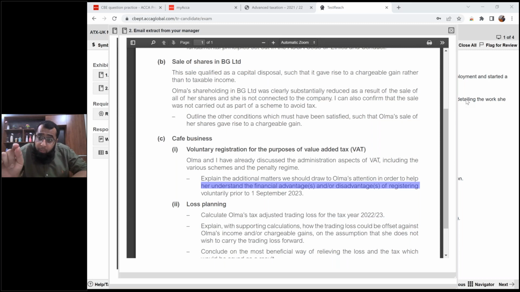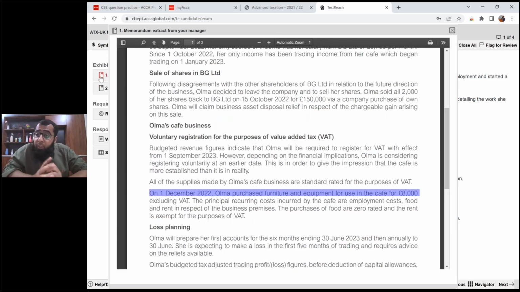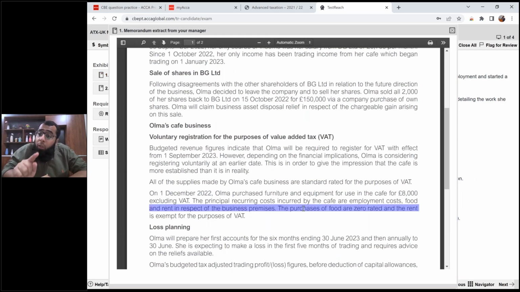Yasir, this is a wrong point which you're writing. Please make it clear. I have identified it earlier also. Her purchases are zero rated. So Alma is not paying any VAT on it. When you purchase a zero rated item, you don't pay any VAT on it because the other person will not charge any VAT on it. So how come you will pay on it?